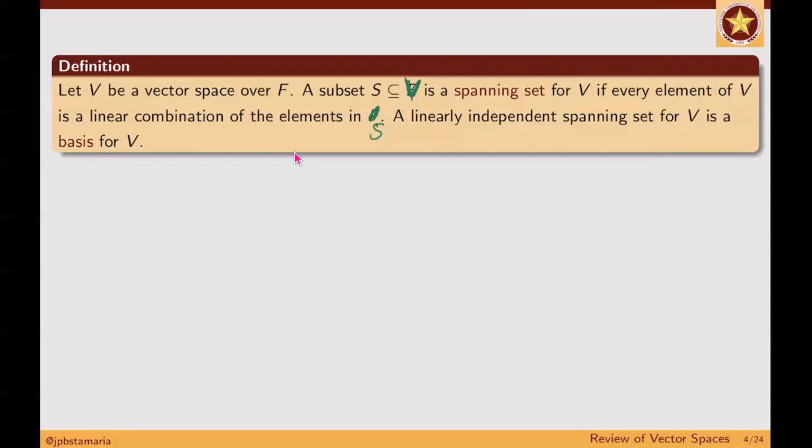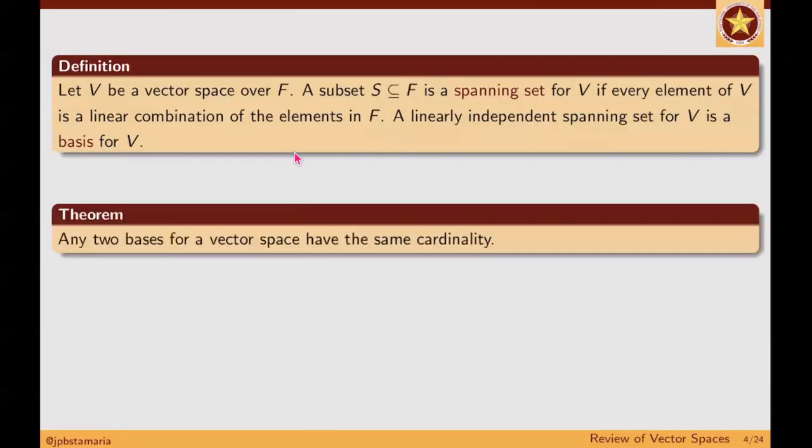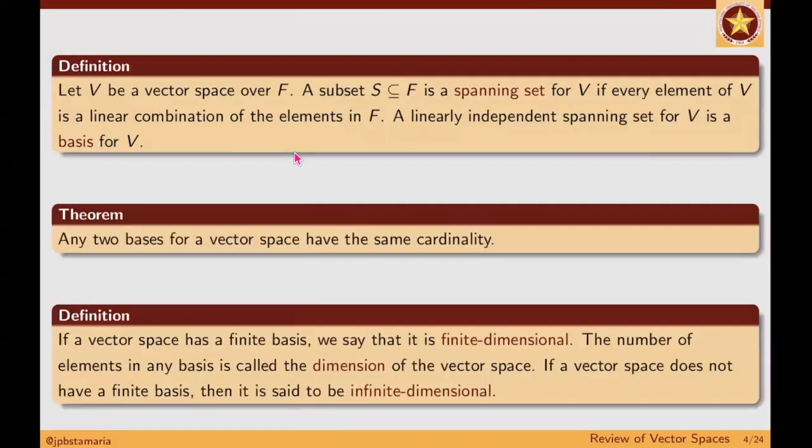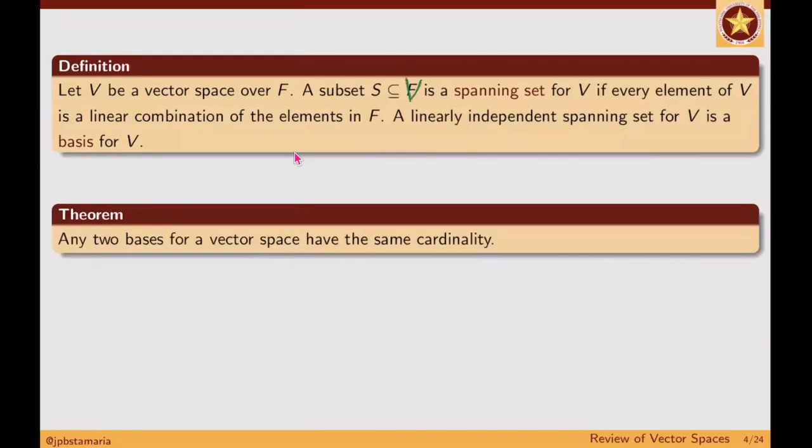Now, kapag yung spanning set mo ngayon, walang redundant vector, or in other words, independent siya, ang tawag doon ay basis. A basis is basically a minimal spanning set. Kumbaga, spanning set and the number of vectors in it is just the right amount to span the space. Okay? Ito ay V, ito ay S. Theorem, we will not prove this, but we have proven this in linear algebra before.